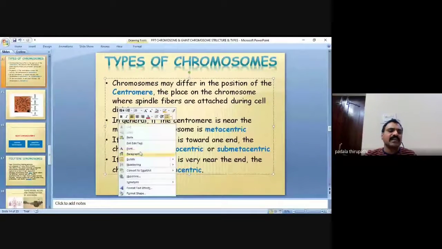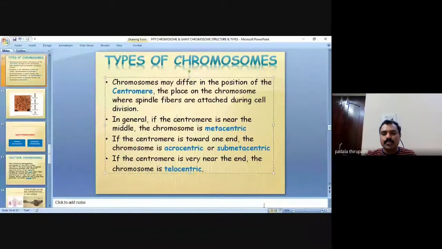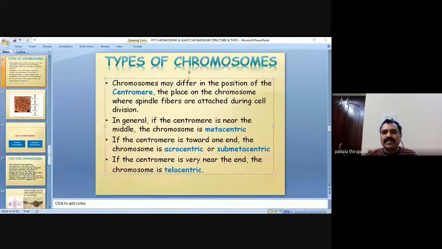Then after the number of chromosomes, we are going to discuss the types of chromosomes. We observe the chromosomes at the time when the cell is going through division, whether mitotic or meiotic. We observe these chromosomes in metaphase or anaphase, and their shapes depend on the presence of the centromere. Based on the structure, chromosomes are classified into how many types?